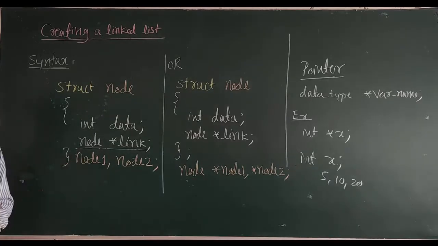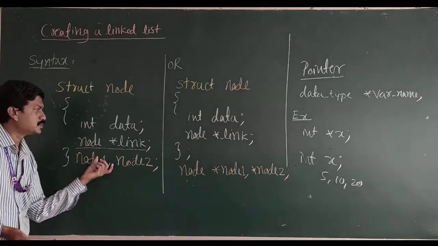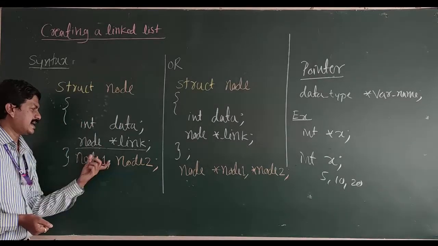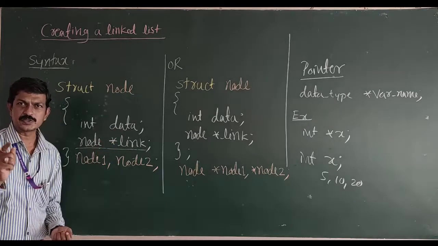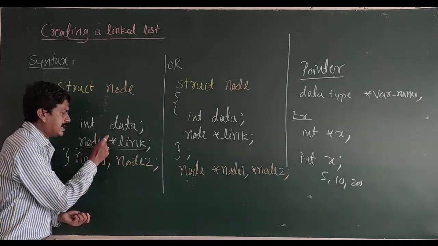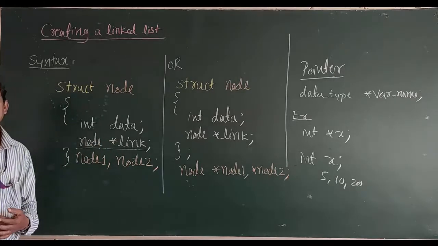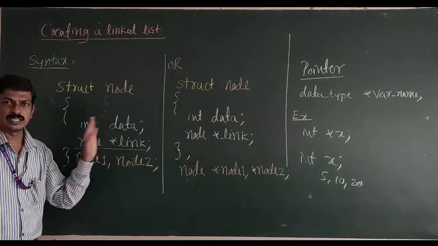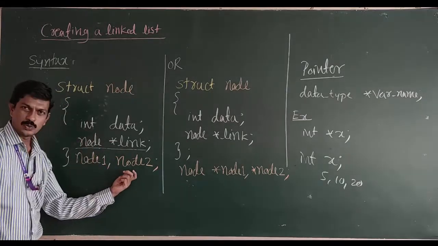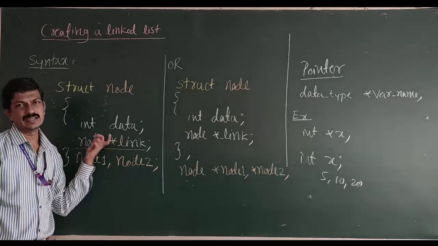I created a linked list with two different nodes, in which integer data and node star link, where data is specially meant for storing a data item, and star link is a pointer variable. Star link is a pointer variable, which is specially meant for storing the memory address of another variable. Whatever node you are creating, those memory addresses should be stored in this link.